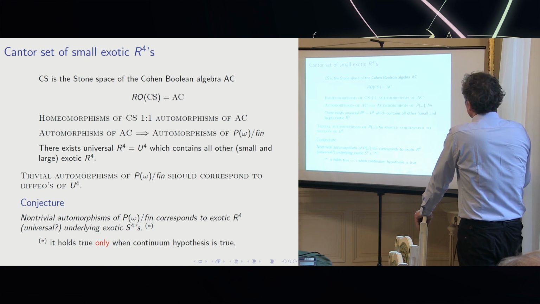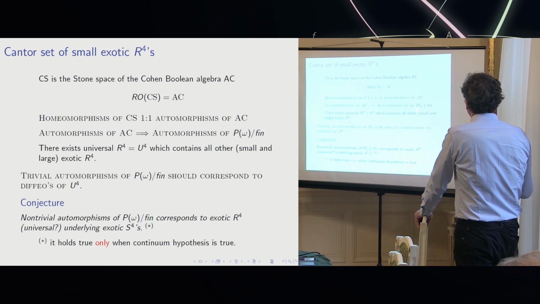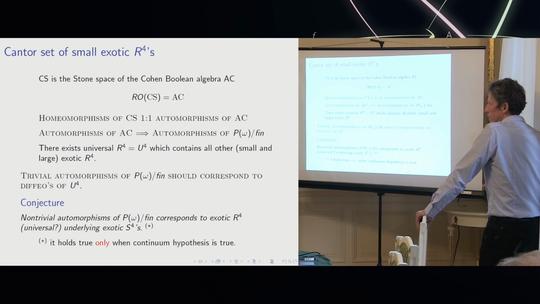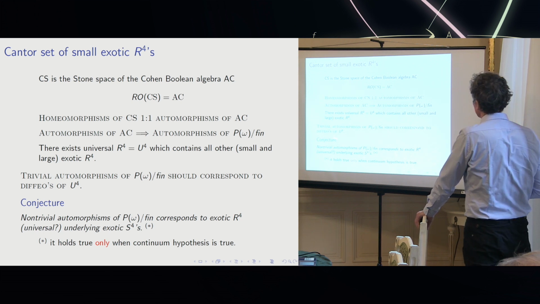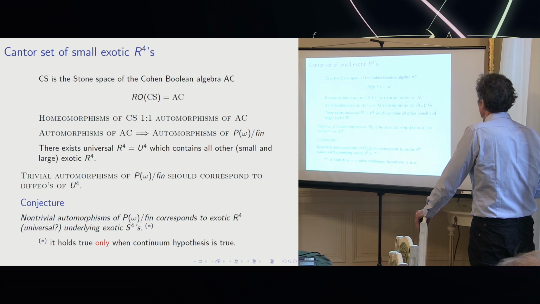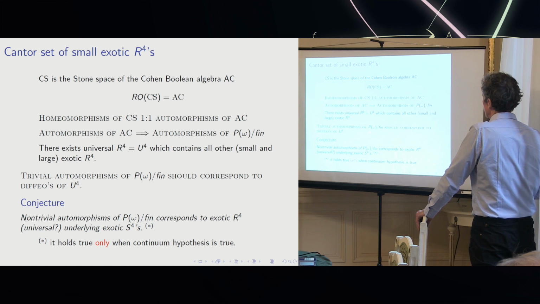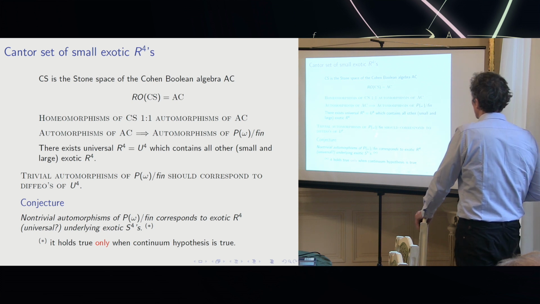And on the other hand, a homeomorphism of Cantor set leads to an automorphism of P(omega) over fin. On the other side, there exists a universal exotic R4, which contains all other known exotic R4 so far. So that construction would mean that a trivial automorphism should correspond to a diffeomorphism of this universal R4. Trivial automorphisms are such that they correspond to some permutation, or we say almost permutation, up to a finite subset of natural numbers. If there are automorphisms which don't correspond to an almost permutation of natural numbers, they are called non-trivial.